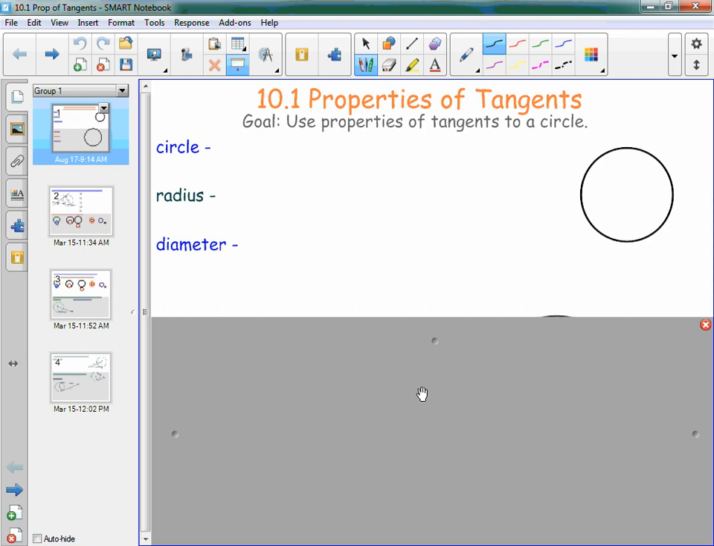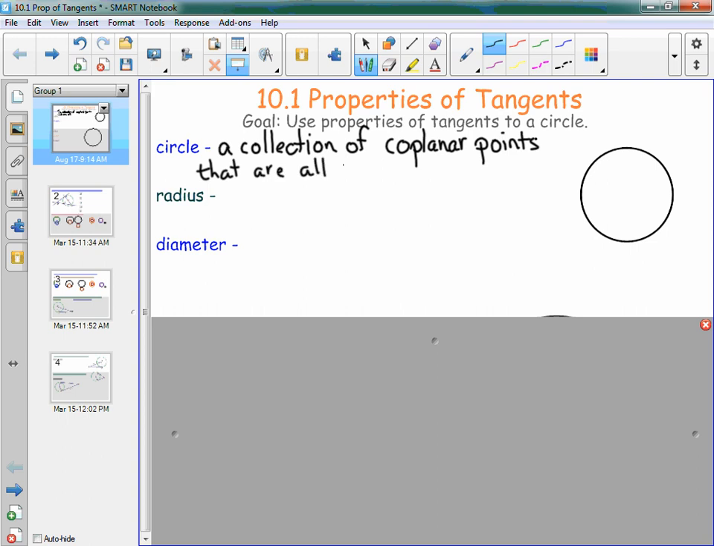A circle is a collection of coplanar points that are all equidistant to a common center.